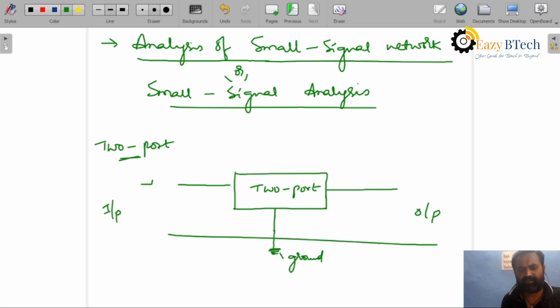Okay, students, here we give the source resistance Rs, and here the input voltage source Vs, and the output is connected to the load resistance RL. RL is the load resistance.